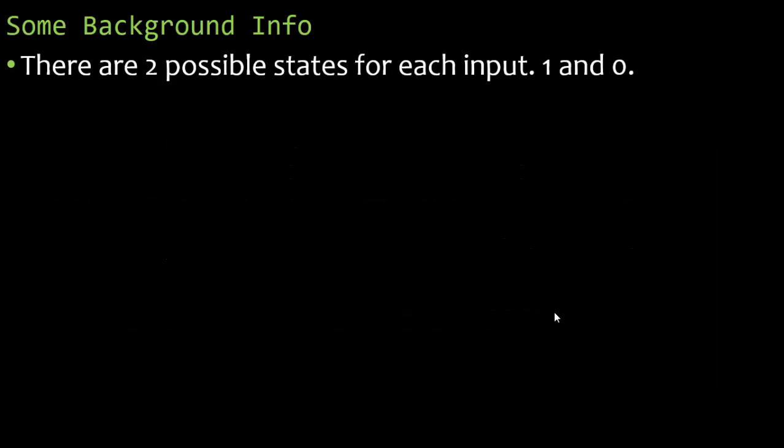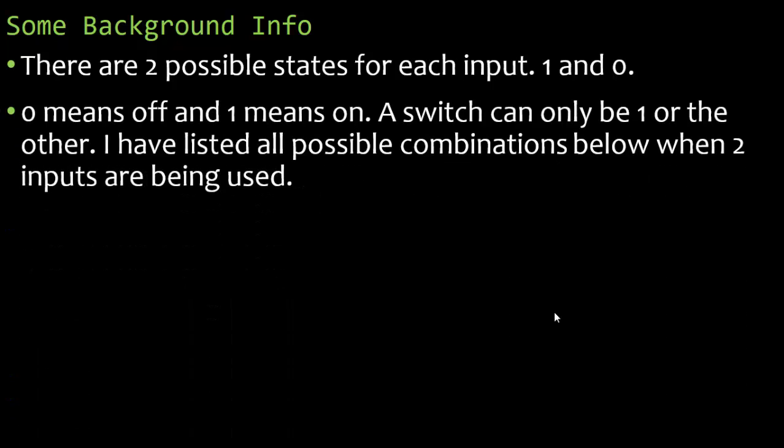Now there are only two possible states for each input: 1 and 0, because those are the binary numbers. 0 means off and 1 means on. A switch can only be one or the other. You can't be on and off at the same time. It's like a TV remote. When you push the power button, it's either going to be on or you're going to be switching it off. It can't be in both states at once.